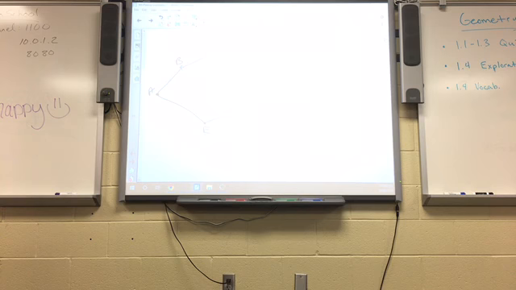Now also notice there's how many points on this polygon? There are 5. How many sides are there? Also 5. That number will always be the same.